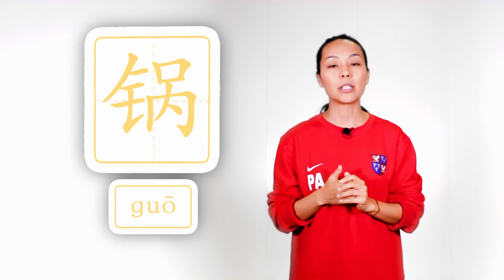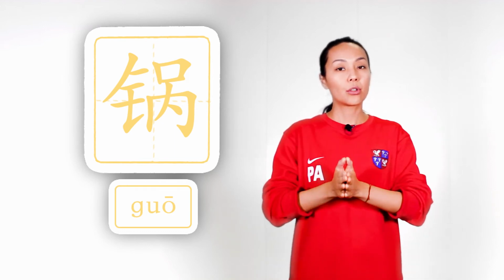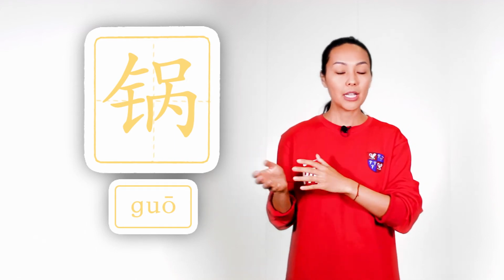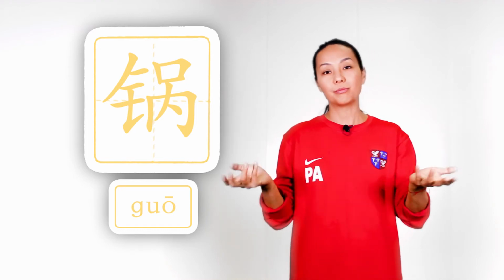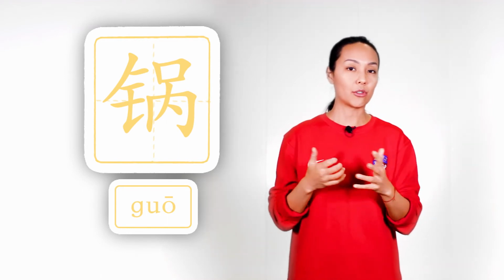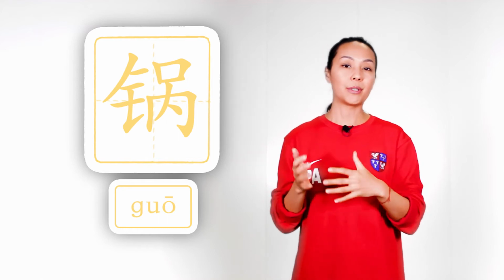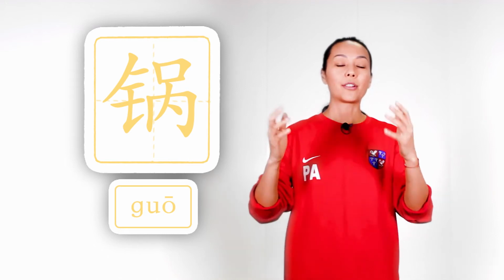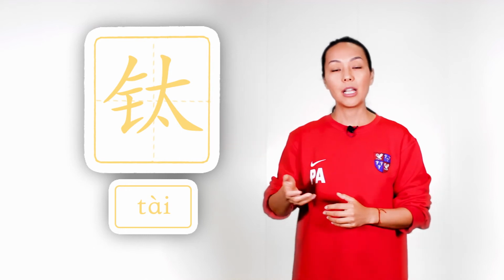And now let's look at another example, which also means pot, guo, where we see the radical on the left, and this is the modern word for pot, guo. So this word you can use when you go to China. For example, you know this famous Chinese dish, huo guo, which has fire plus pot. And this radical you will see in the names of different types of metals. For example, titanium, tai, where we see the compound radical on the left.